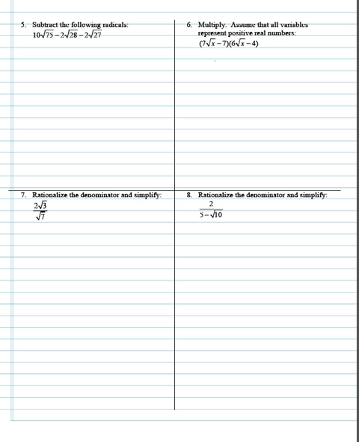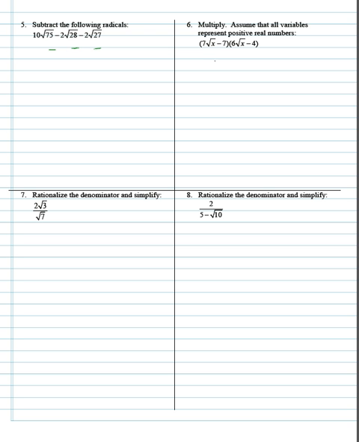Subtract the following radicals. Students kind of get confused and panic when they see radicals. But when you treat radicals as variables, then it becomes so much easier. Now I see that one is radical 75, the other is radical 28, the other is radical 27. So it's like all different variables, x, y, and z. I can combine them.